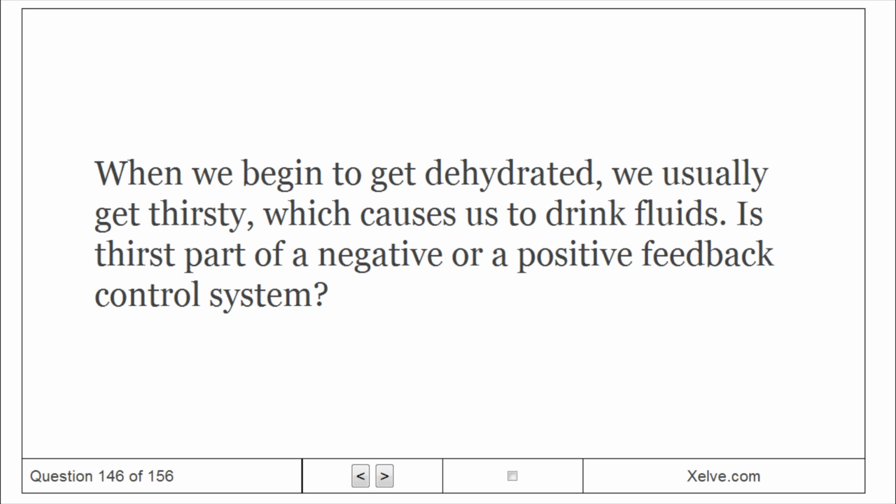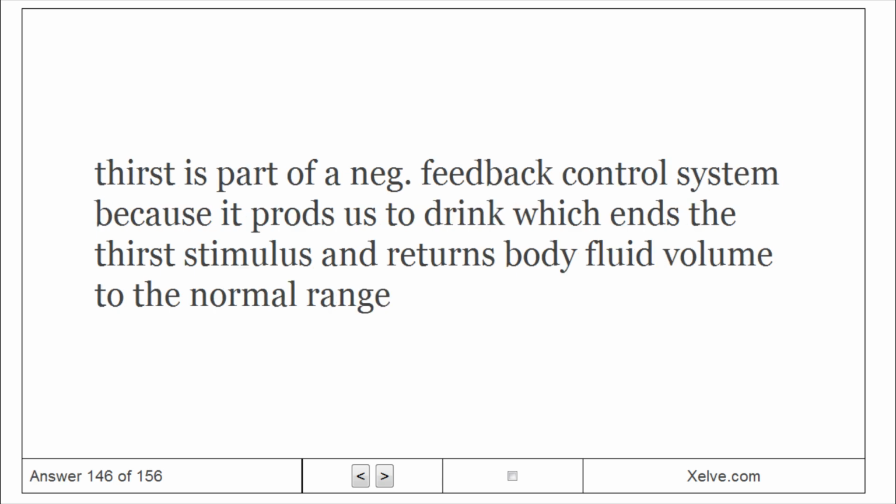When we begin to get dehydrated, we usually get thirsty, which causes us to drink fluids. Is thirst part of a negative or a positive feedback control system? Thirst is part of a negative feedback control system because it prods us to drink, which ends the thirst stimulus and returns body fluid volume to the normal range.